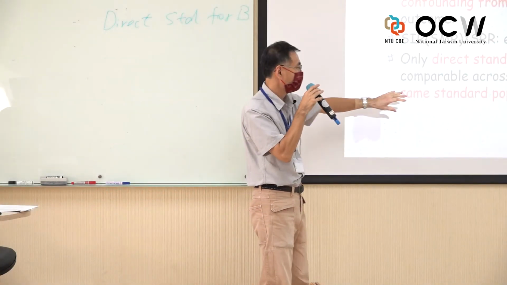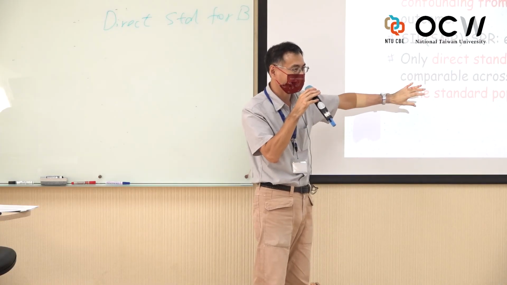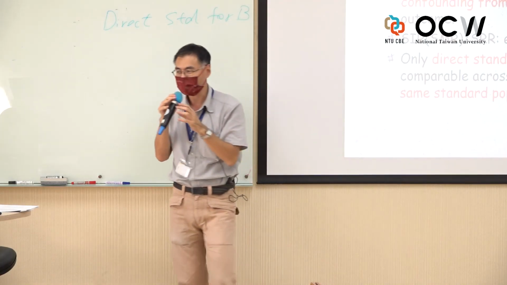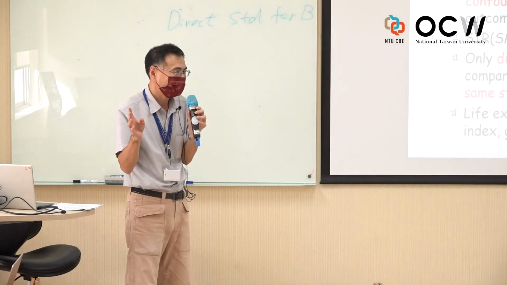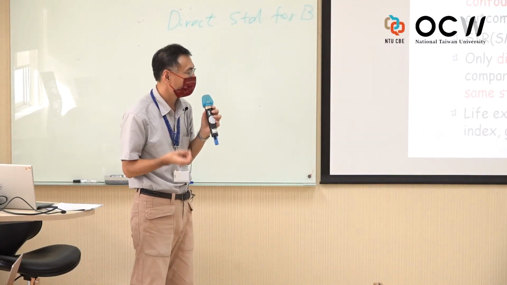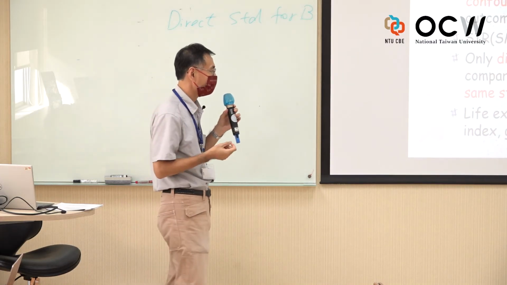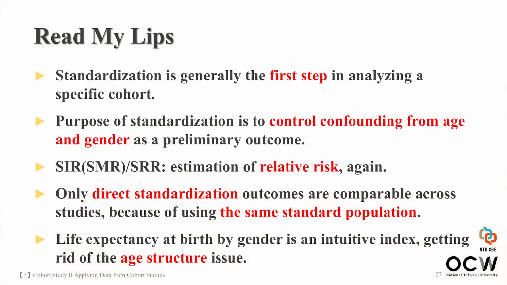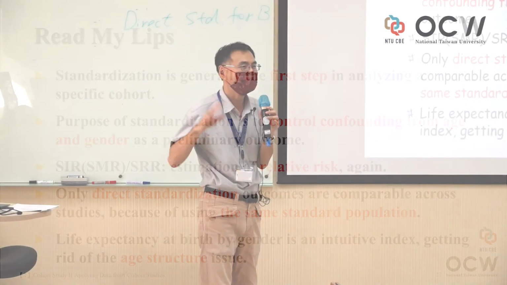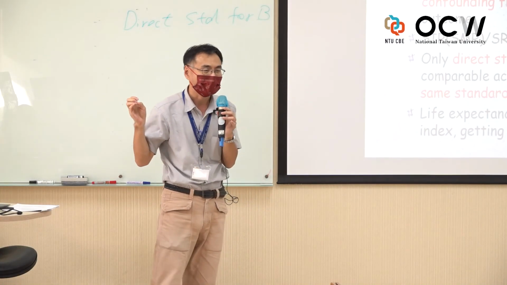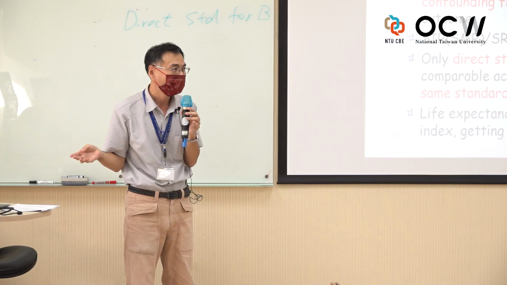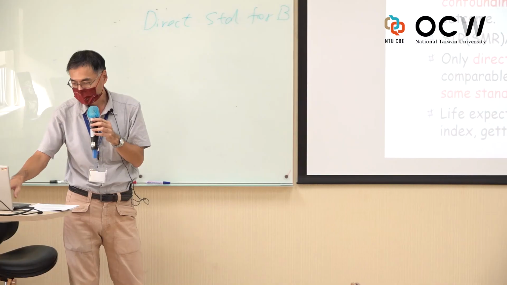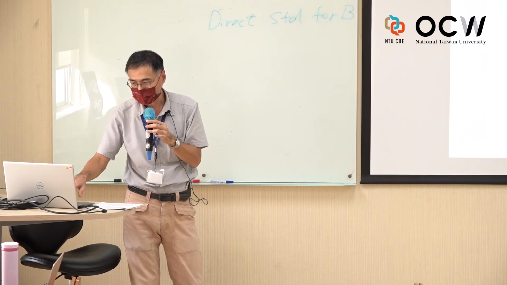Generally speaking, we use the WHO world population as a standard. Then we could perform the comparison across studies. And life expectancy at birth by gender is an intuitive index. Although it's not so scientific, it's a well-accepted single indicator. And in the consideration of everything, we could get rid of the age structure issue. So we don't need to worry about the confounding from age. And generally speaking, it's given by gender, so we don't need to worry about the confounding from gender either. So we don't need to take care of the age and gender structure anyway.